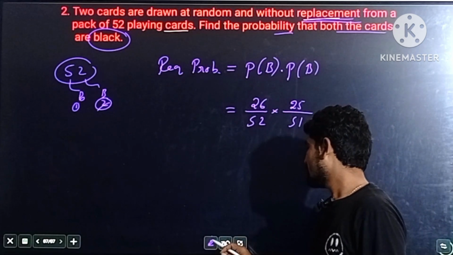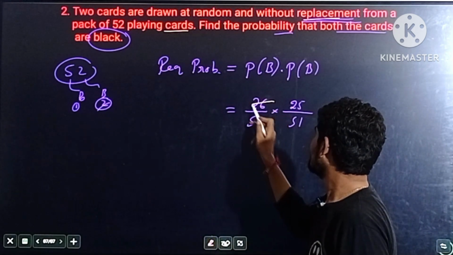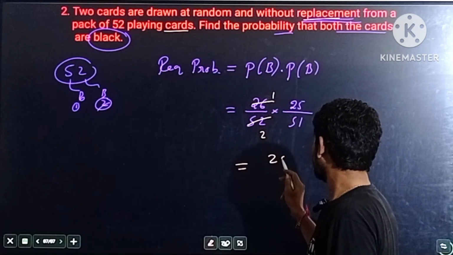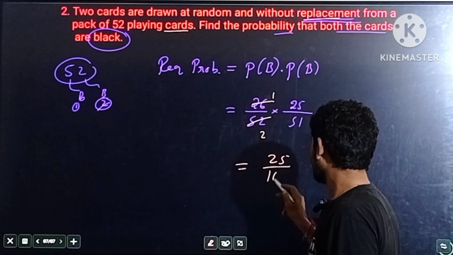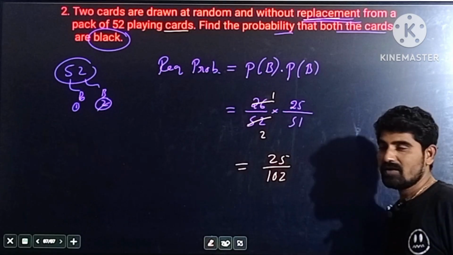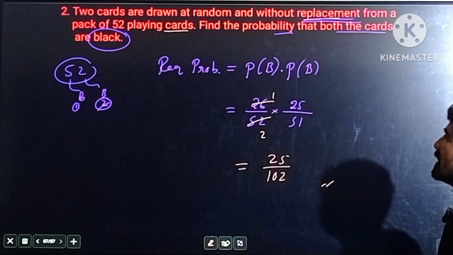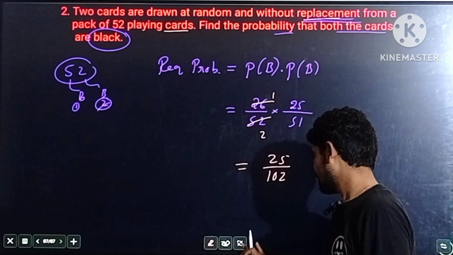Therefore, the required probability is equal to 26 ones are 26, twos are, which is equal to 1 into 25, 25, divided by 2 into 51 is 102. So 25 by 102 is the required probability. I hope all of you understood this. Now let's start the next question.